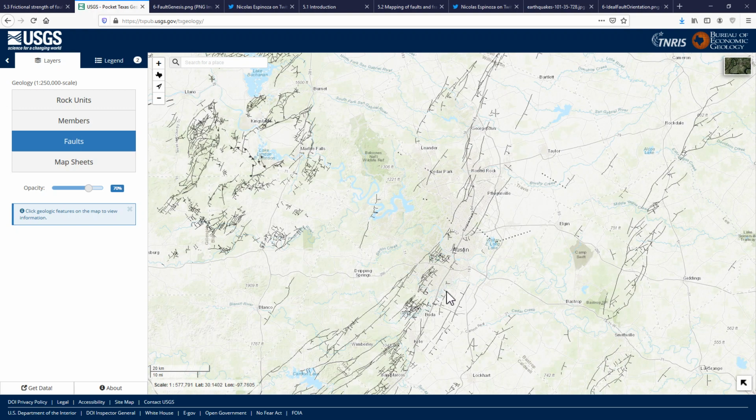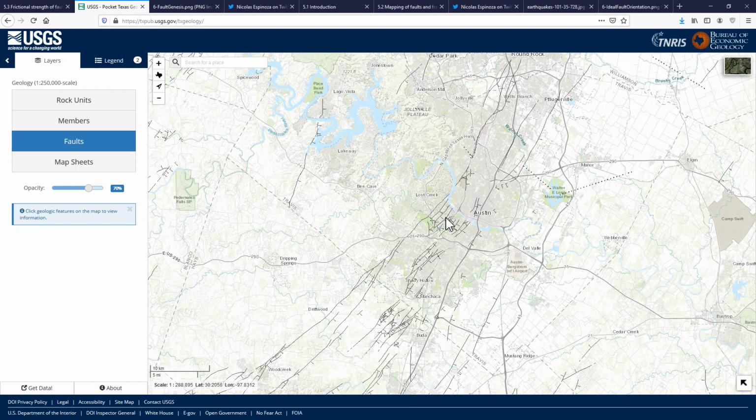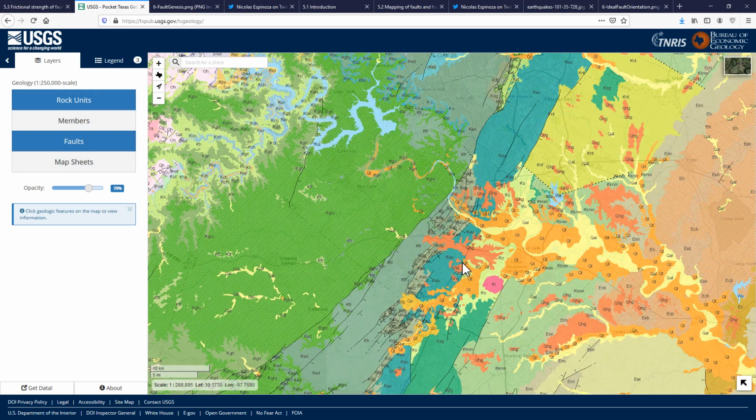You can see this very clearly here in this area around Austin, where we have many faults that present discontinuities in the geological formations on the surface of this part of the state of Texas. Let me adjust the rock units, and then we complete the picture, where we see that these discontinuities are clearly cutting through different rock layers.